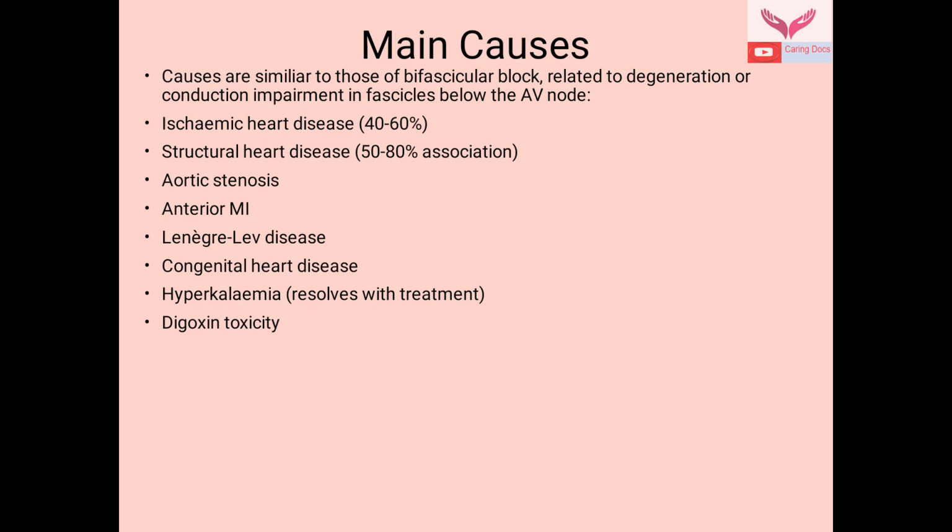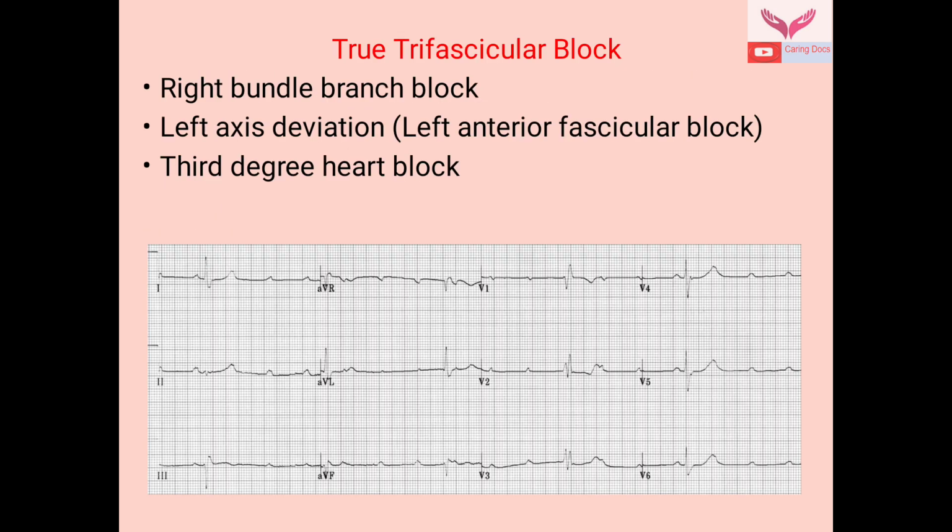The main causes of trifascicular block are similar to those of bifascicular block, and they are related to degeneration or conduction impairment in the fascicles below the AV node, and this includes ischemic heart disease in 40 to 60% of cases, structural heart disease in 50 to 80% of cases, aortic stenosis, anterior MI, Lenègre disease, congenital heart disease, hyperkalemia, and digoxin toxicity.